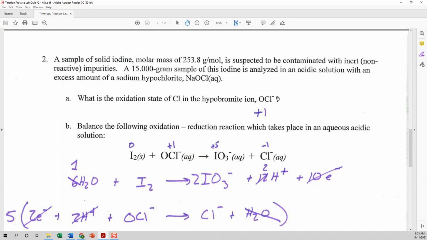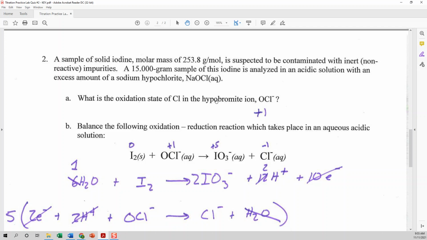Notice that the overall charge is -1 for the whole ion. We would give -2 to oxygen, and that would mean the chlorine in hypochlorite is +1. And again, that should say hypochlorite. Sorry about the typo there.